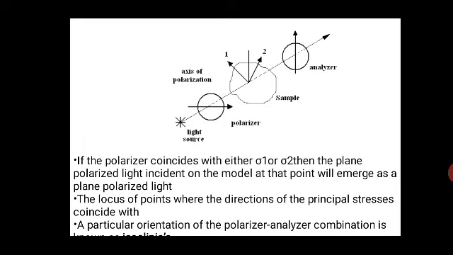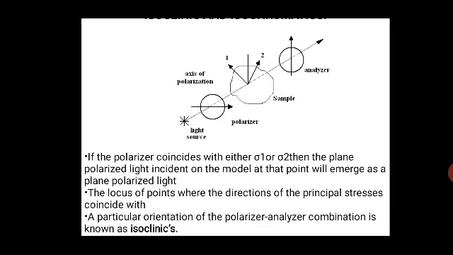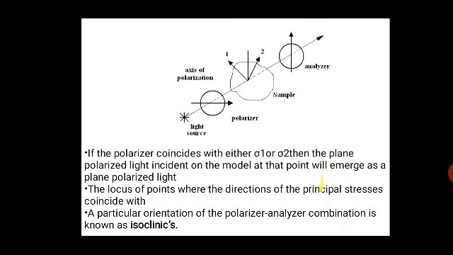See here, the polarizer and analyzer axes are in mutually perpendicular directions. Now, whenever a particular orientation of the polarizer and analyzer is kept, then the output fringes which will be obtained, such fringes are called isoclinics.